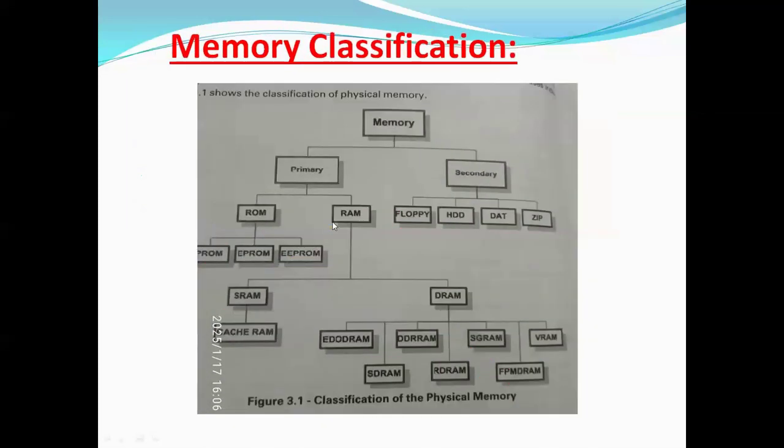These are the RAM types. Memory, primary memory, secondary memory. Your ROM and RAM come under primary. RAM is nothing but your regular working memory.